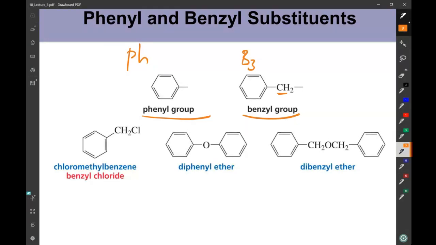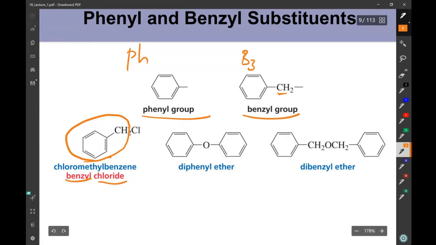And so if I want to name this guy, you can see this is the benzyl group here. The one I have circled, that's the benzyl group. So I can call it benzyl chloride. Does that make sense? It will be called benzyl chloride.